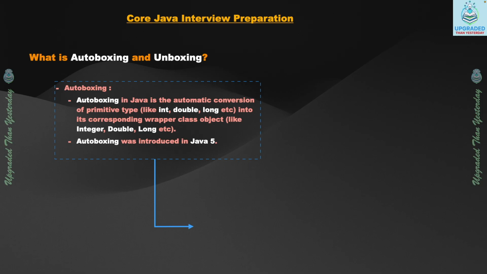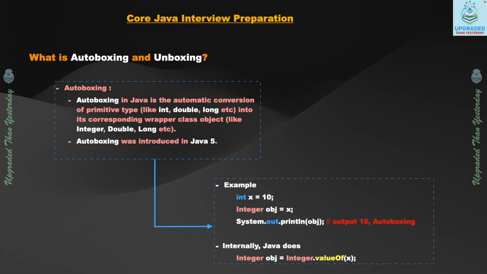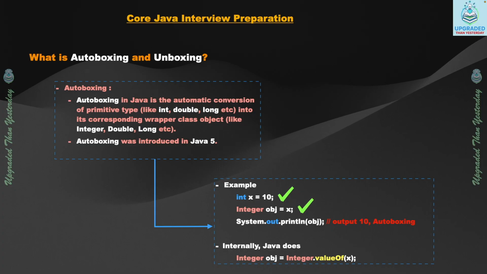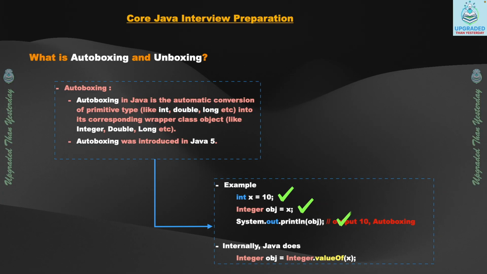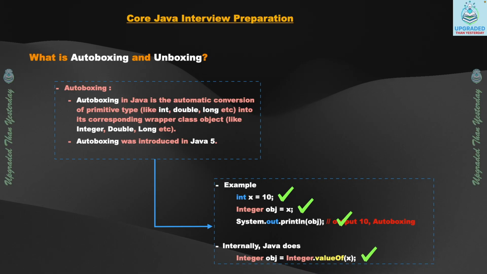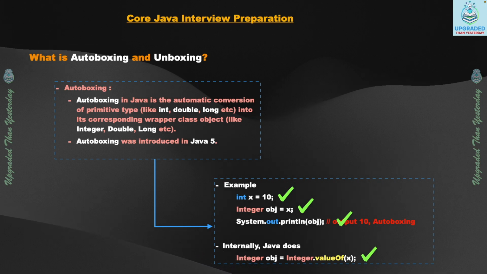Look at the example. The primitive int variable x is holding a value 10. Then this x is assigned to a wrapper Integer variable obj. On printing the variable obj, it will print the value 10, because the primitive int value is autoboxed into the wrapper Integer during the assignment of x to the variable obj.